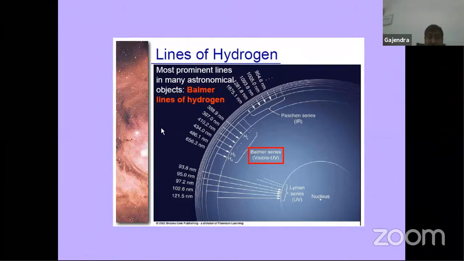And the Paschen lines, which are in the infrared, are again not accessible to your eye. So what you saw in these spectra way back 200 years ago was your Balmer lines. You would see H alpha, H beta, H gamma. This is n equal to 2. I think you guys know, but n equal to 2 to 3 will be H alpha, n equal to 2 to 4 will be H beta, and so on.